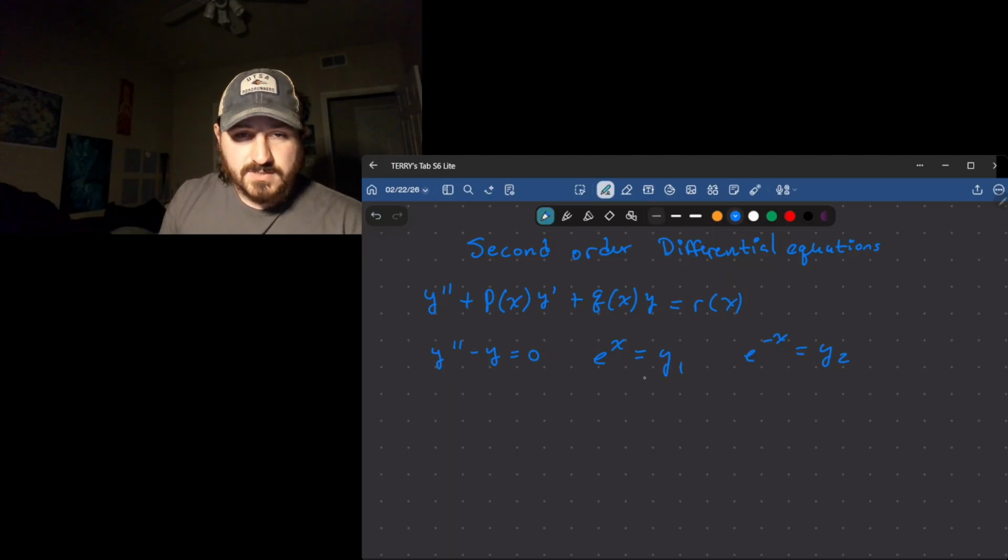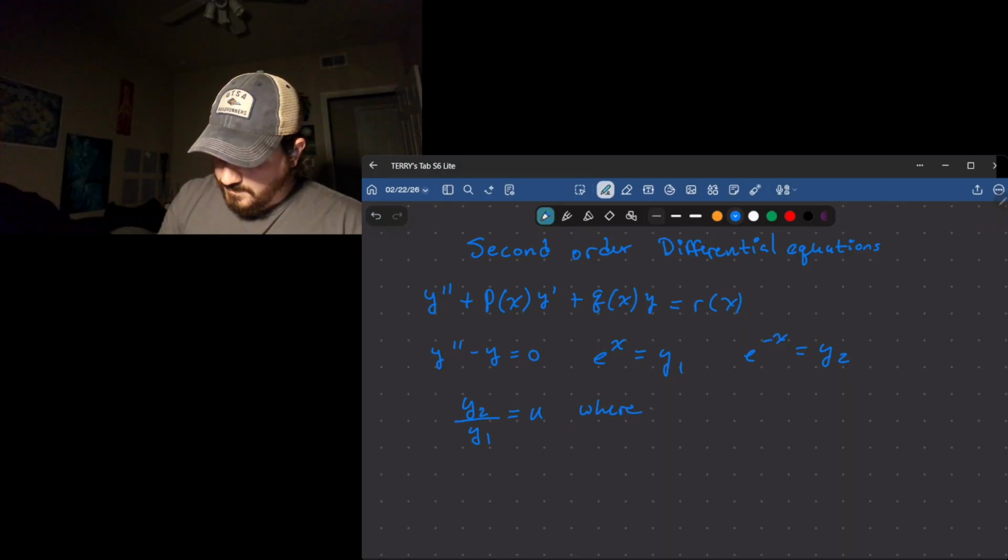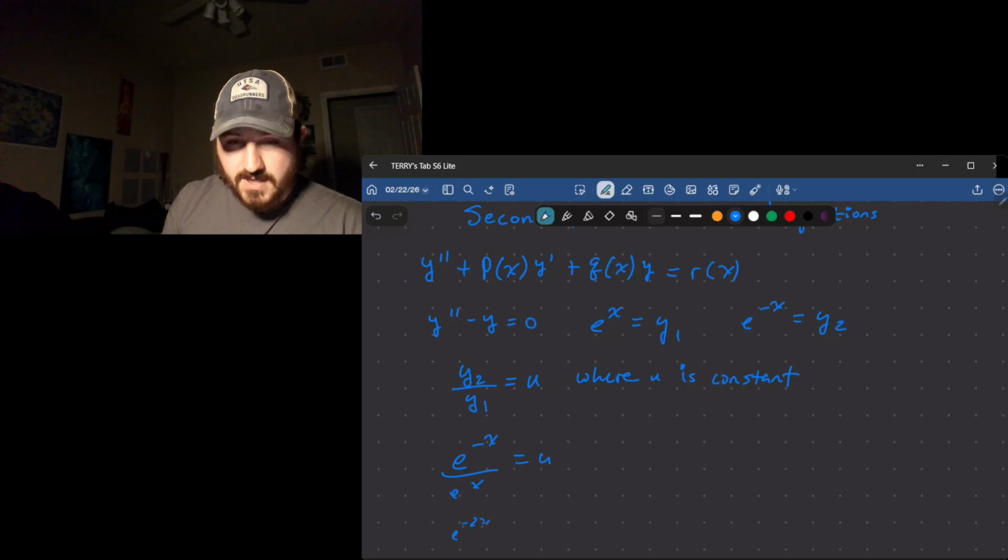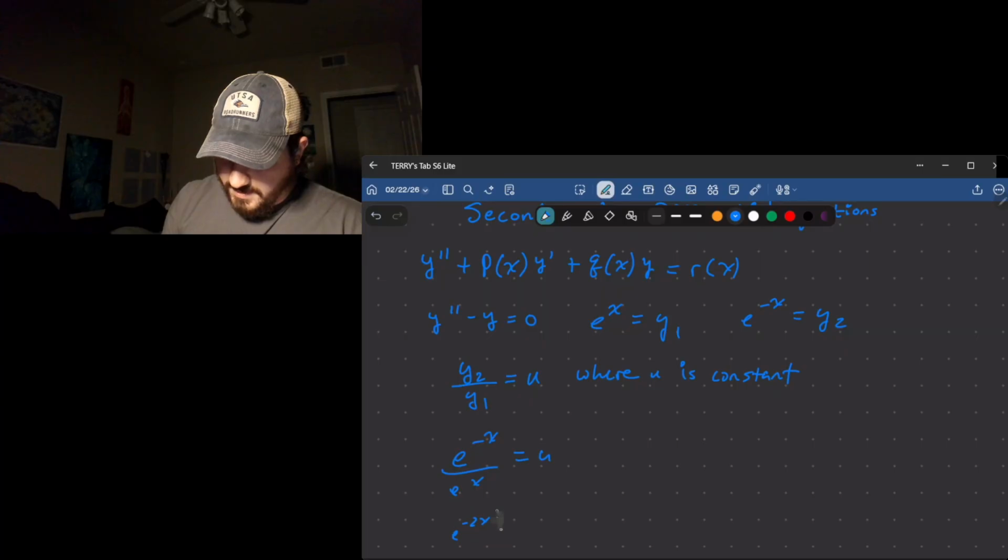One of the most important things is our solutions have to be linearly independent. The easiest way to check for that is to take y2 divided by y1, and that needs to be equal to some constant u, where u is a constant, right? Okay, and this might look a little familiar. So what we can do here is take e to the negative x over e to the x, and that should be equal to some constant. Now we can see over here that e to the negative 2x is what we're going to get if you flip this up to the top, right? And that's going to be equal to some constant.